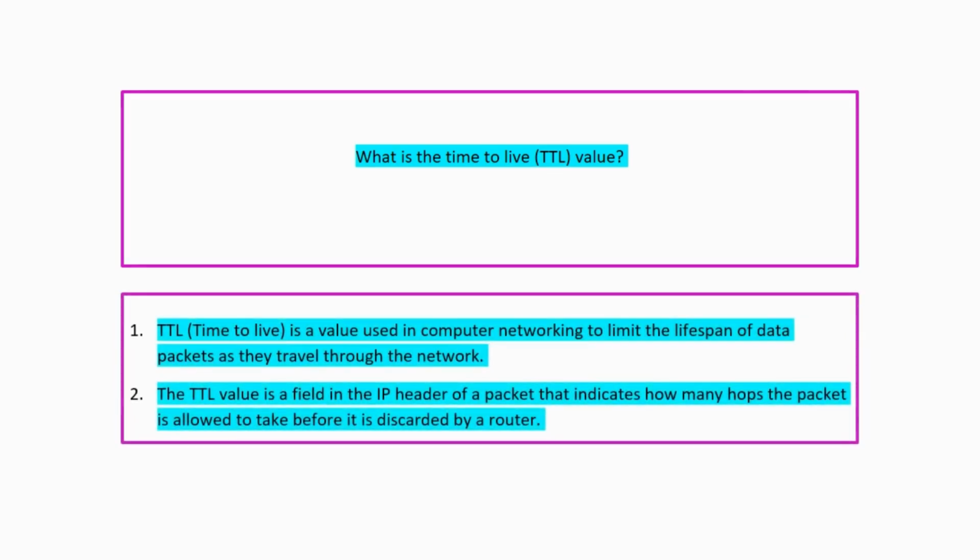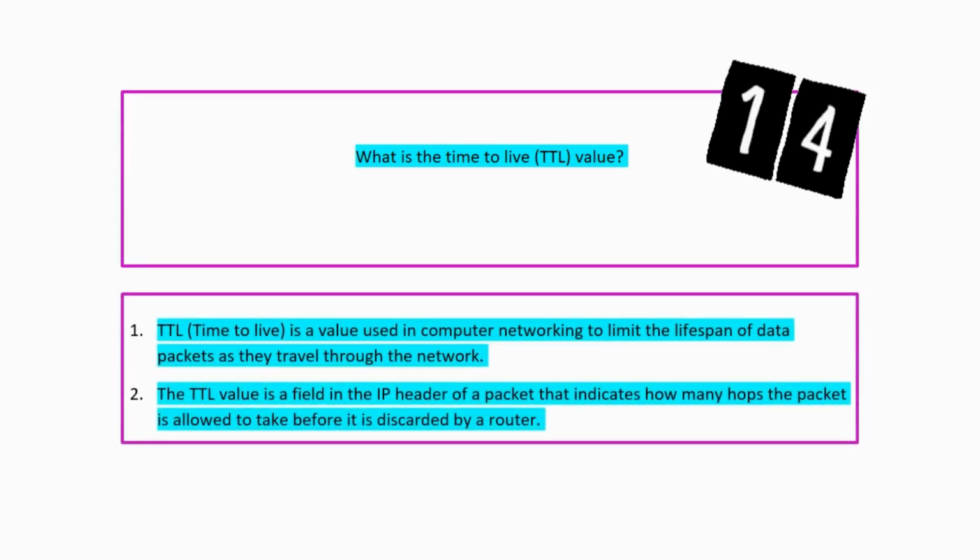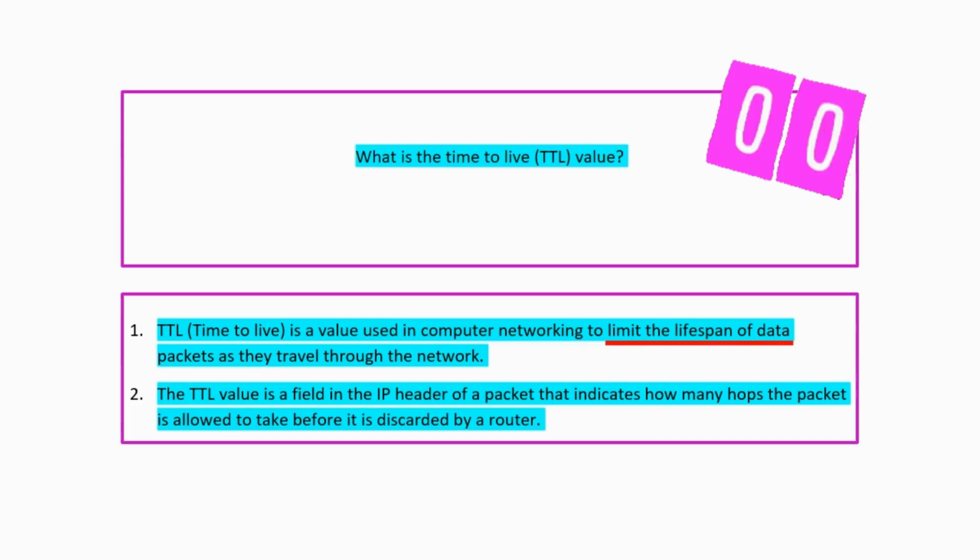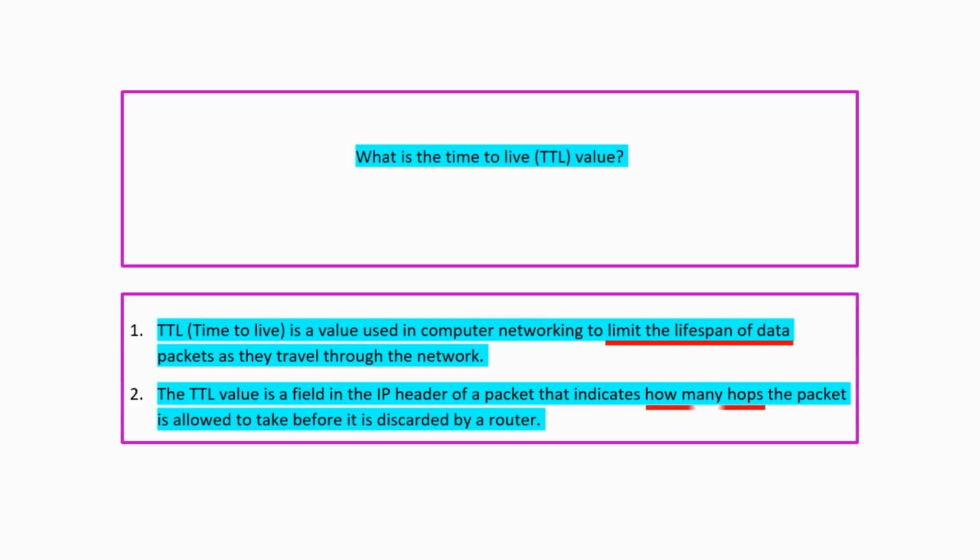TTL is a value used in computer networking to limit the lifespan of data packets. This value is stored in the IP header of the packet and it indicates how many hops the packet is allowed to take before it is discarded by a router. So TTL value basically dictates the term through which a data packet will live.